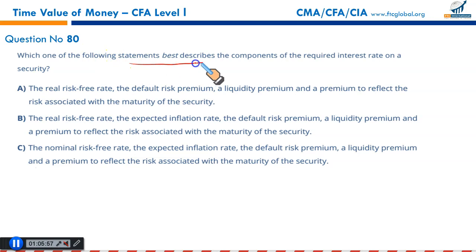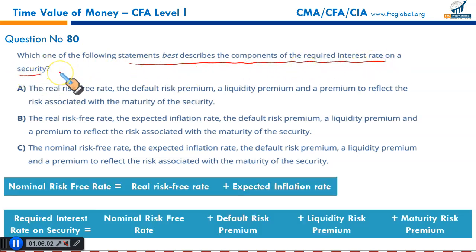Which of the following statements best describes the components of the required interest rate on a security? There we go. The required interest rate on a security is the nominal risk-free rate plus the default risk premium plus the liquidity risk premium plus the maturity risk premium.